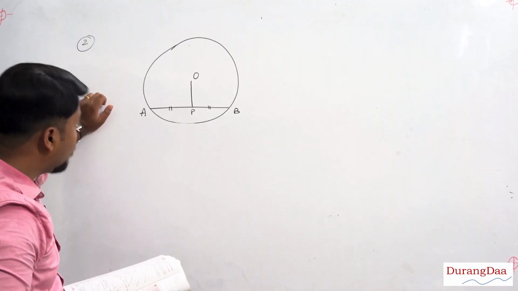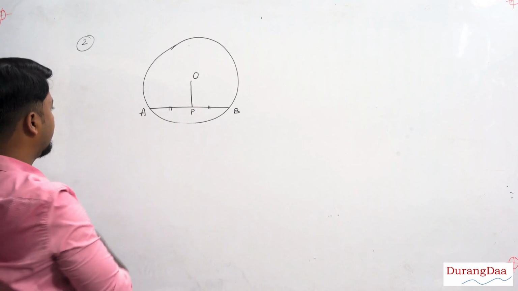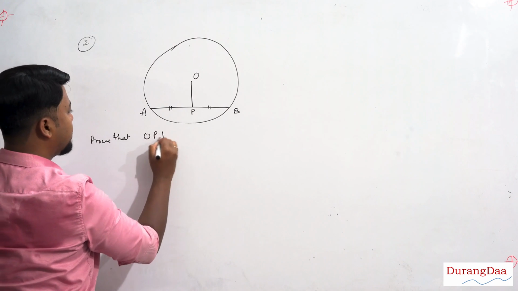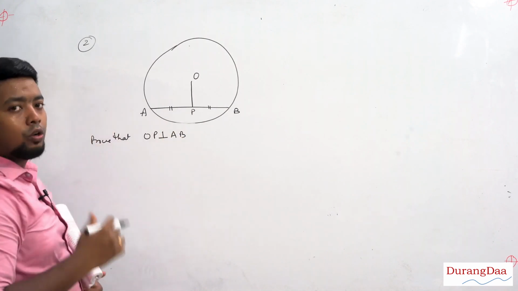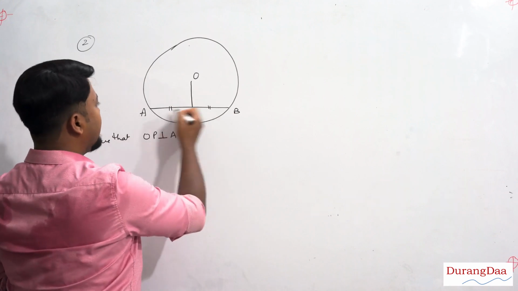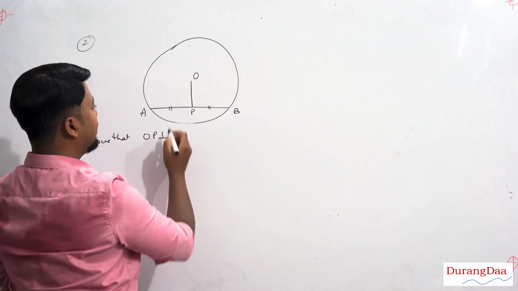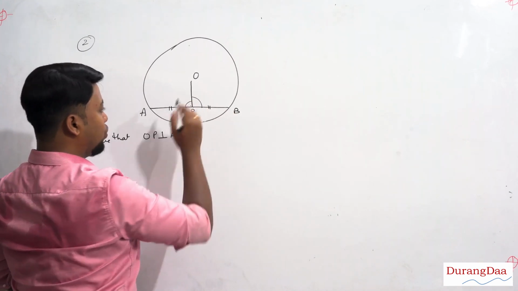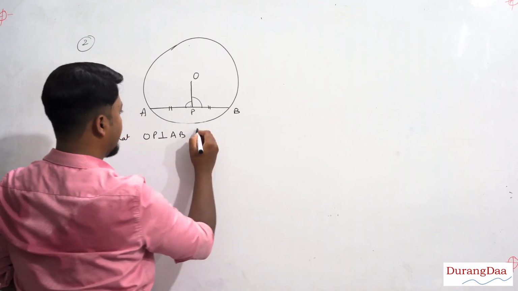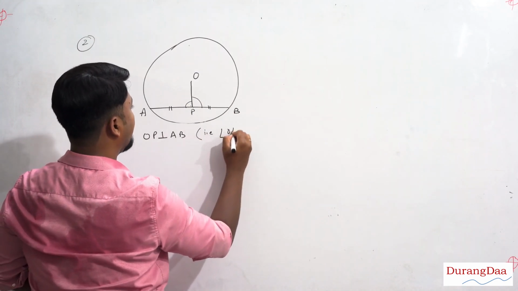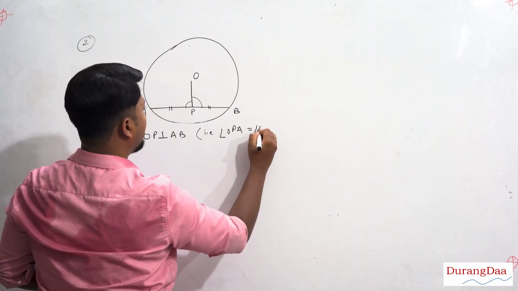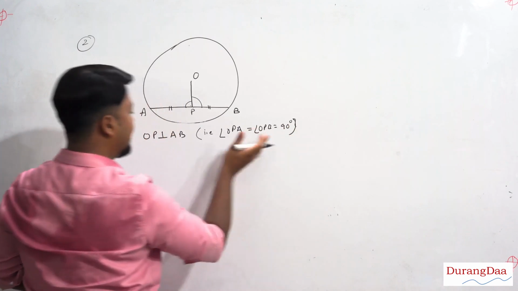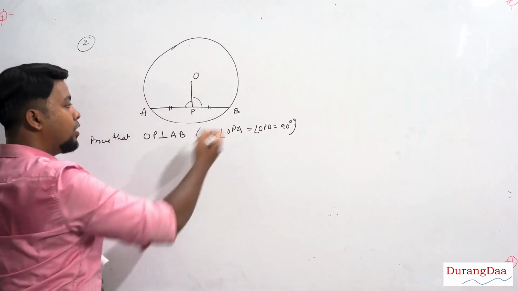Now, you have to prove that OP is perpendicular to AB. Alright. So, we have to prove that OP is perpendicular to AB. Alright. Only way you can show OP perpendicular to AB is by proving that angle OPA and angle OPB both are 90 degrees. Alright. So, I will just write it here, that is angle OPA equals to angle OPB should be equal to 90 degrees. That means, if we are able to prove this, it is understood that line OP is perpendicular to AB.